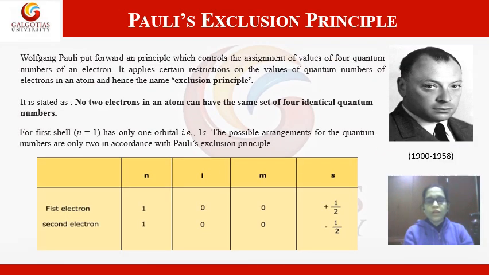Wolfgang Pauli put forward a principle which controls the assignment of values of 4 quantum numbers to an electron. He applies certain restrictions on the values of 4 quantum numbers of an electron in an atom. Hence this principle is known as the exclusion principle. What does this principle say? It says that no 2 electrons in an atom can have the same set of 4 identical quantum numbers.